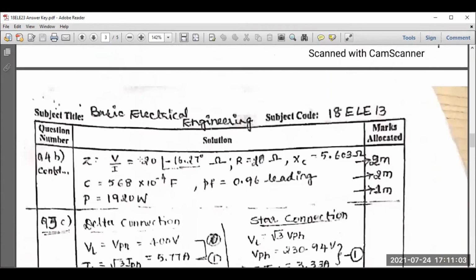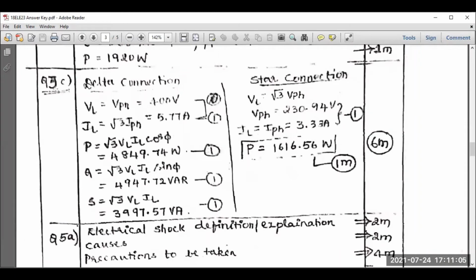Finally, what is the equation for W1 plus W2? And the phasor diagram is also required. Then question number Q3C, third part. You have to mention the relation between line voltage and phase voltage and line current and phase current. Then you have to calculate the real power, reactive power and apparent power. If you mention that, you will be getting 6 marks. Only equations are sufficient to compute.